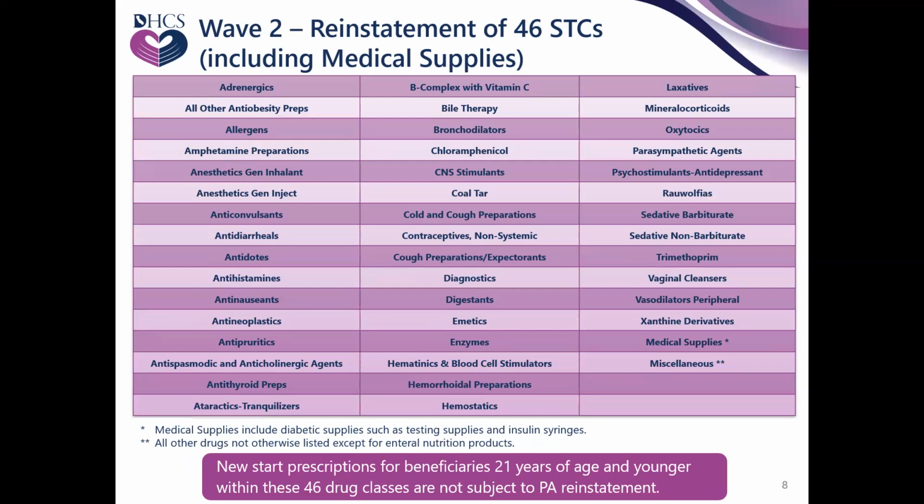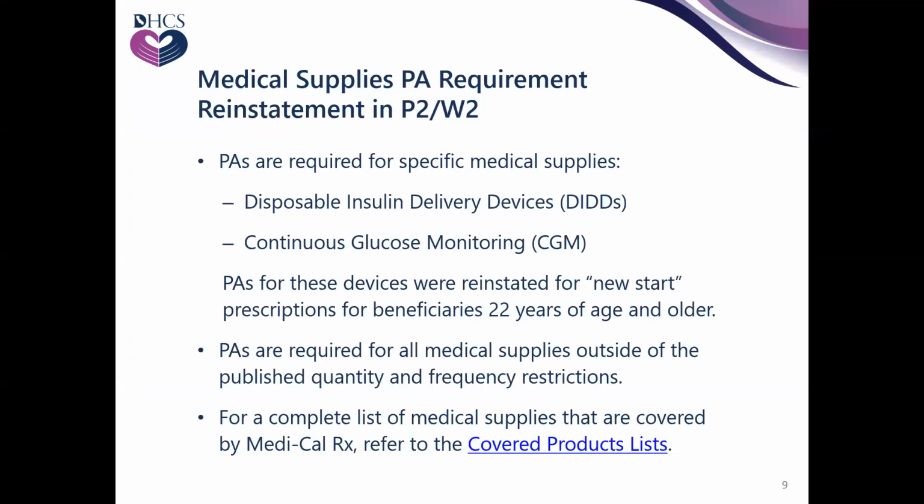Phase 2, Wave 2 was the final reinstatement of STCs. This includes all STCs listed here, as well as other drugs not otherwise listed. The only exception to this being enteral nutrition products, which are not included in this wave or any previous phases or waves. Continuing from the previous slide, Phase 2, Wave 2 reinstated PA requirements for medical supplies for new start prescriptions for beneficiaries 22 years and older. For example, covered disposable insulin delivery devices and continuous glucose monitoring systems.